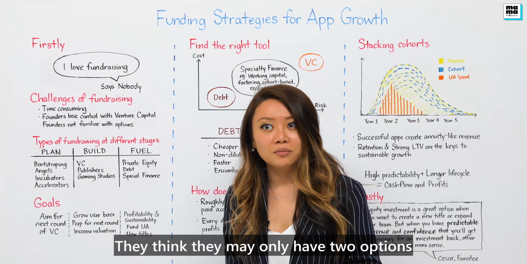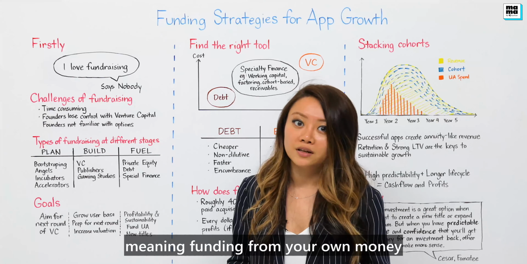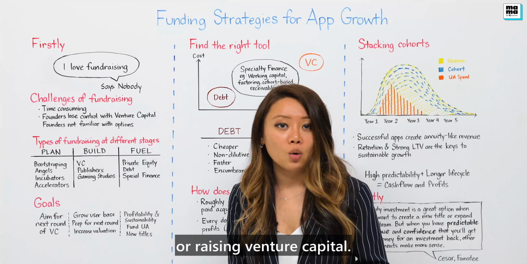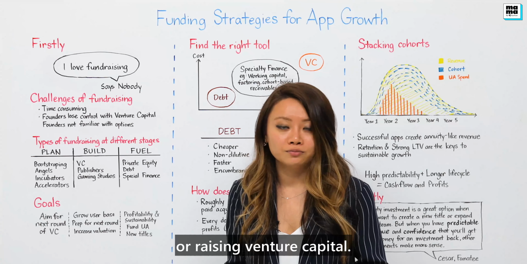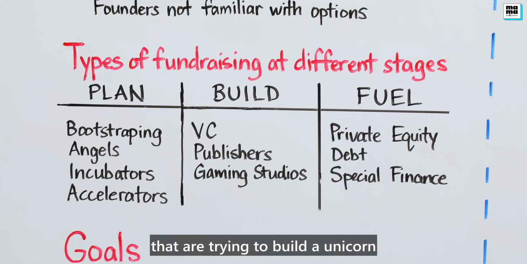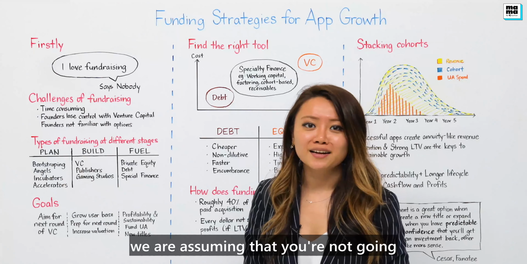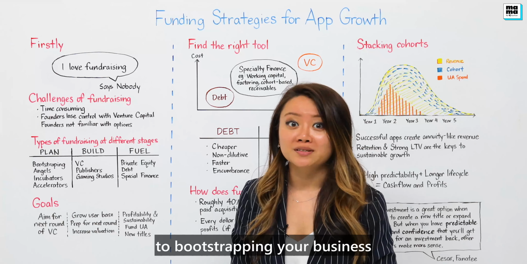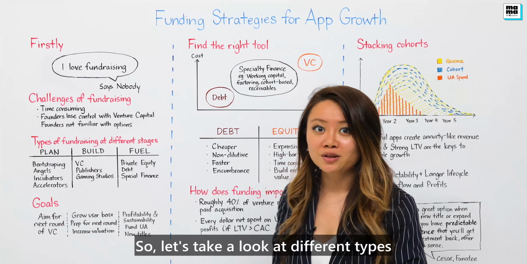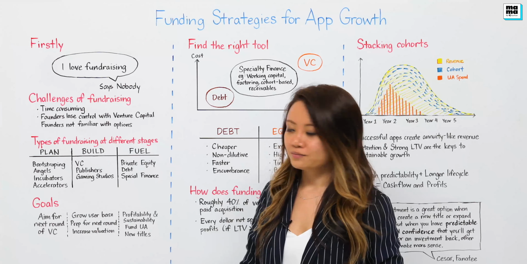They think they may only have two options: bootstrapping, meaning funding from your own money, or raising venture capital. If you're an app entrepreneur trying to build a unicorn from conception to massive success, we're assuming that you're not going to bootstrap your business throughout its lifetime. So let's take a look at different types of funding at different stages.